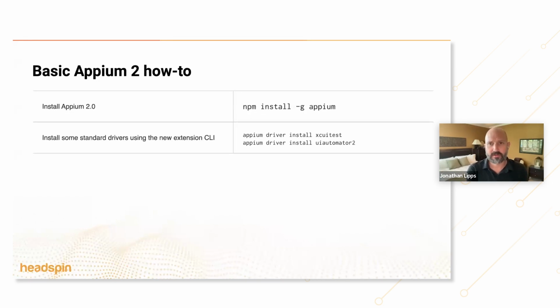One of the main differences is that drivers don't come installed with Appium 2 by default because we don't know what platforms you want to automate, and we want Appium itself to be a lightweight server, and then you can just specify which drivers you want to use with Appium. So the two most common drivers nowadays are the XCUITest driver for iOS and the UiAutomator2 driver for Android. So there's a whole new extension command line interface that lets you manage drivers and plugins using commands like the one you see here.